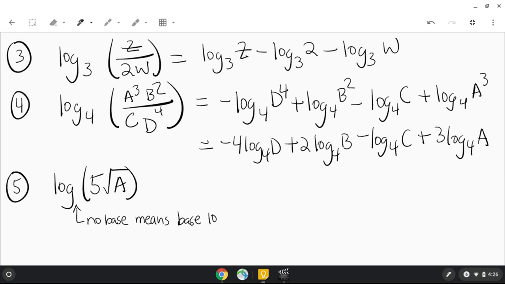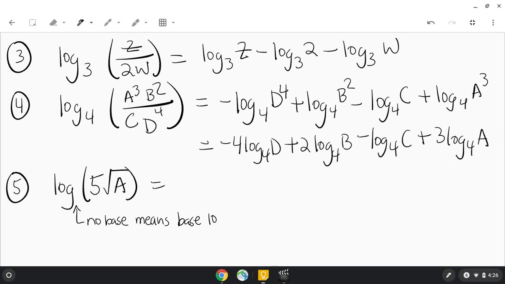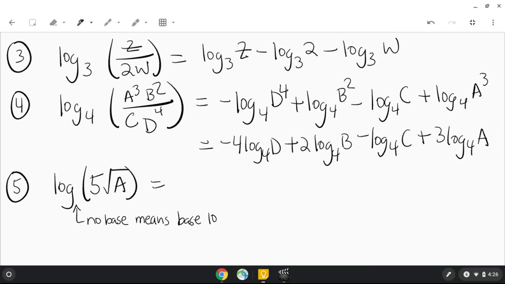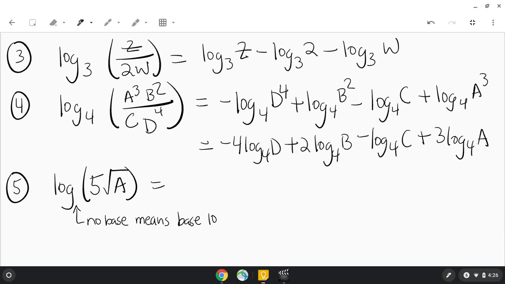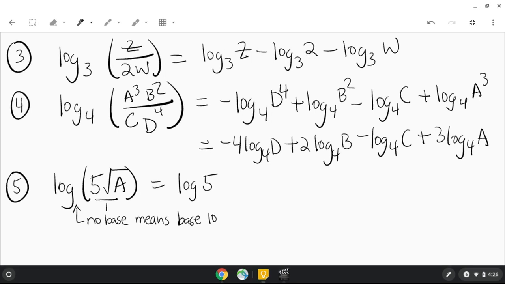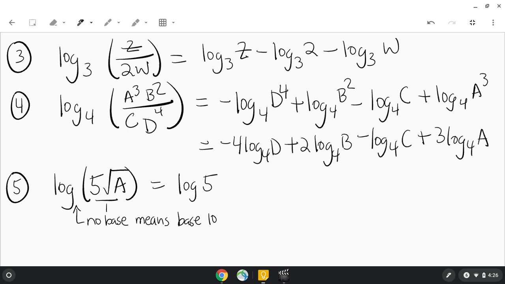Okay. All right, so here, this is just multiplication. They're both in the numerator because if you put them over 1, they're both going to be positive. Log 5 plus log square root a.